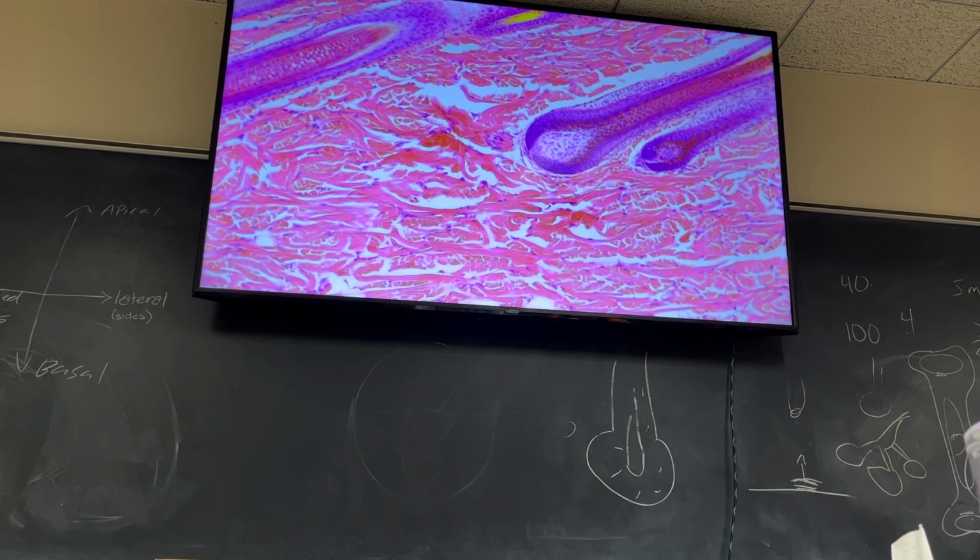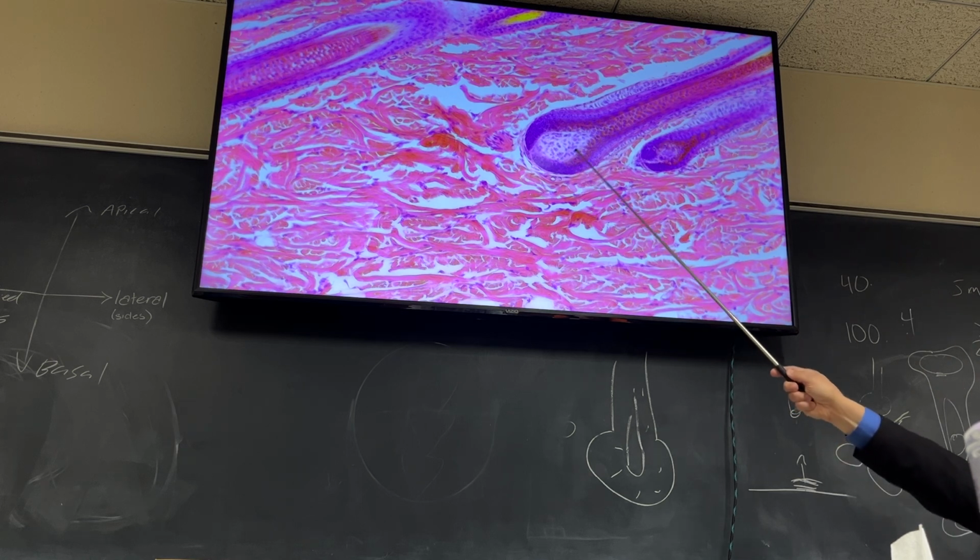Dermal what? Papillae? Dermal papillae, and then dermal papillae and germinative cells. That's all. The what? Germinative cells. Germinal cells? Or germinative cells? Germinative. That one.